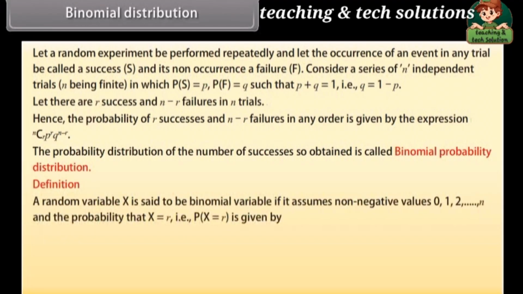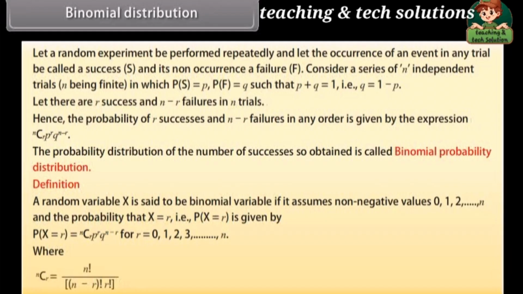Definition: a random variable X is said to be a binomial variable if it assumes non-negative values 0, 1, 2 up to n, and the probability that X is equal to r is given by P(X = r) is equal to nCr p raised to the power r into q raised to the power n minus r, for r is equal to 0, 1, 2, 3 up to n, where nCr is equal to n factorial by n minus r factorial into r factorial.